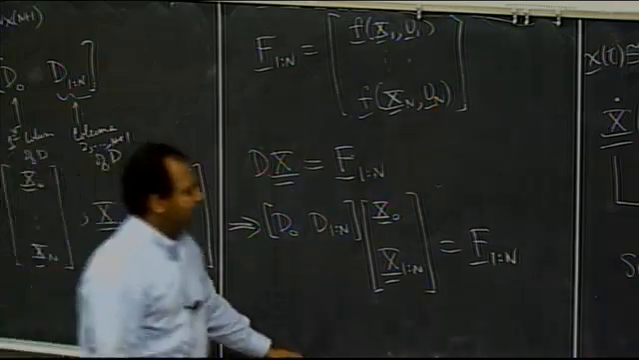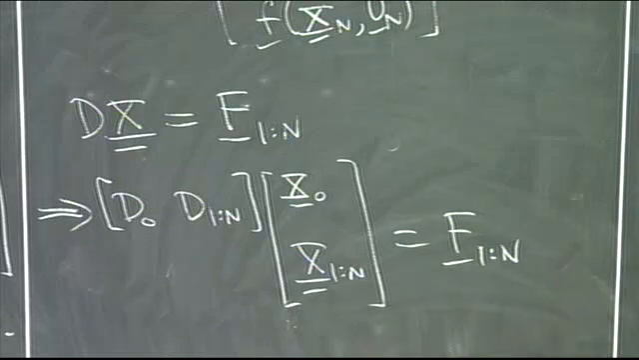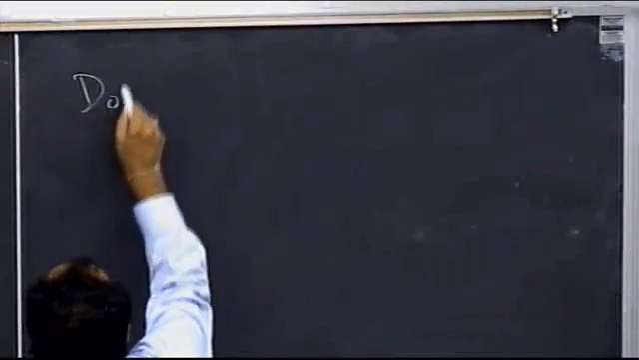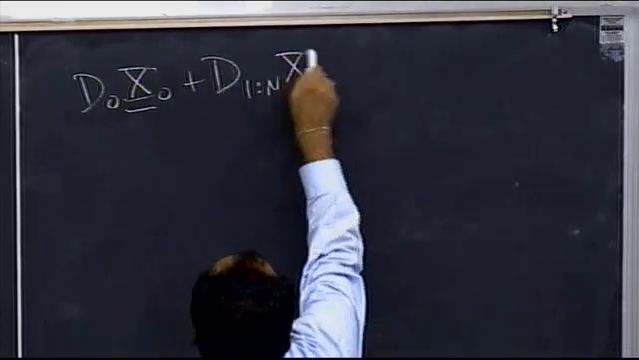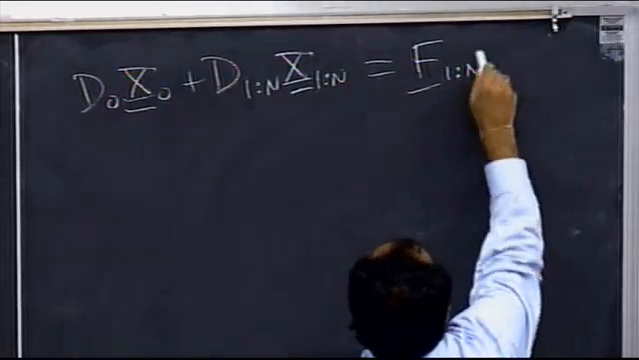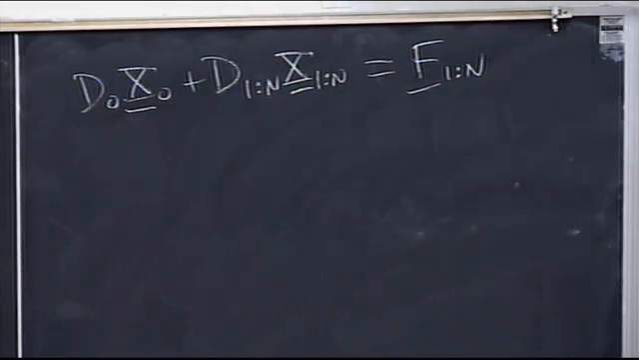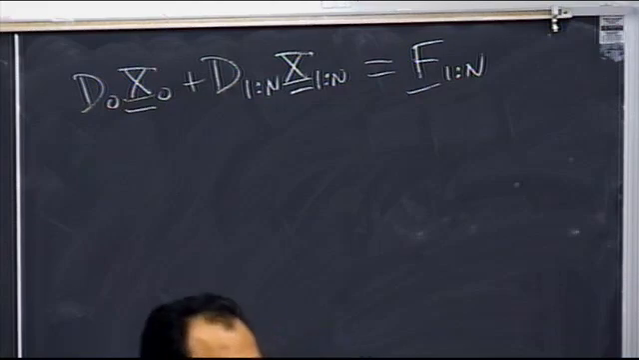So now I can just do the multiplication there, and I get the following result. I get D0 times x0 plus D 1 through n, x 1 through n, is equal to F of 1 through n. Okay. Now, this is the reason why I chose row vector orientation for this, because the math works out if you do it this way.